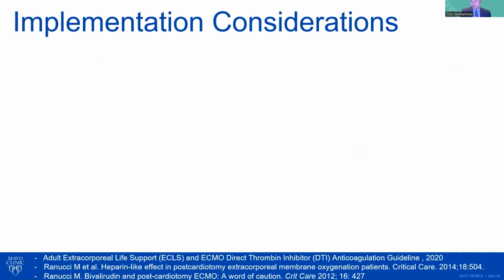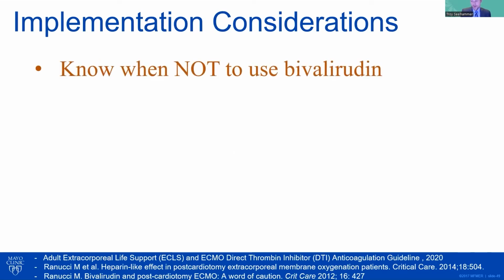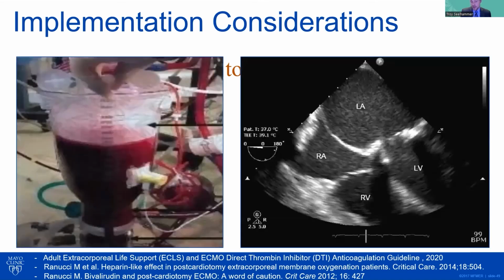Just to touch on a few more implementation considerations, you need to know when not to use bivalirudin. This isn't a perfect drug. We don't have that perfect center of that three-sided pyramid that I showed you. We just don't have that yet. And so you need to recognize when not to use it. And I think this is probably the most important reason not to use it. And this is denoting periods of stasis.